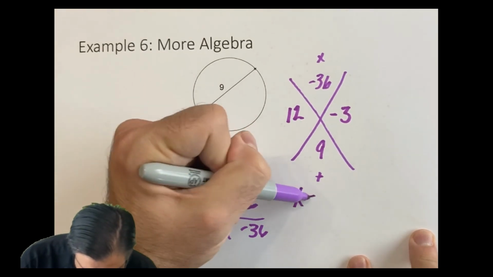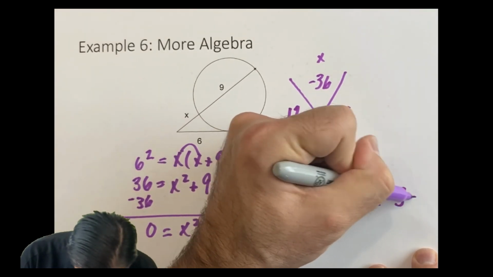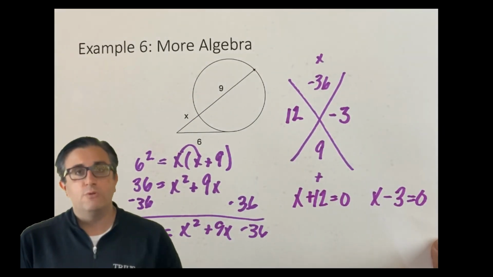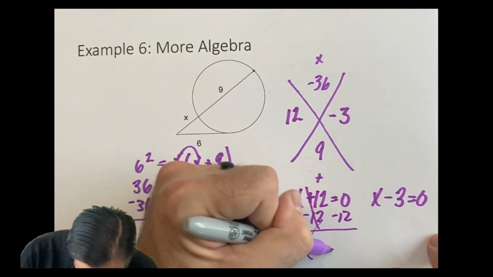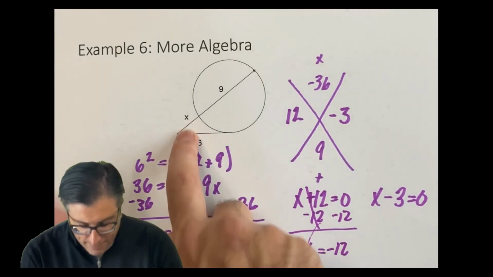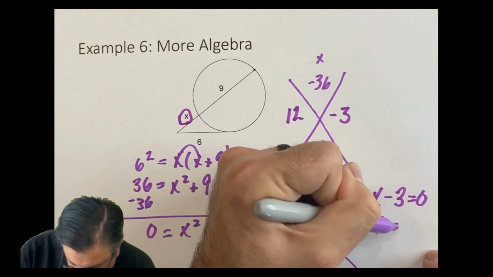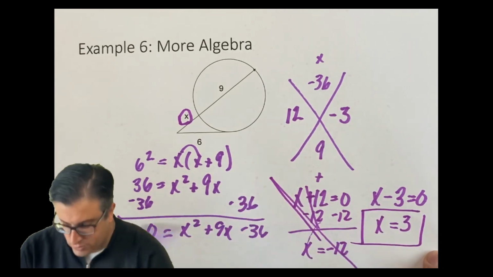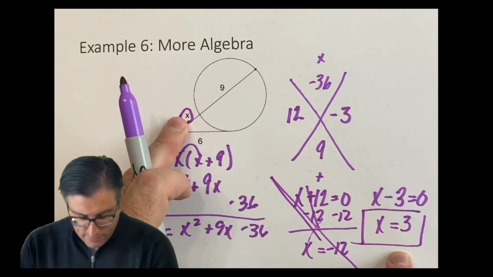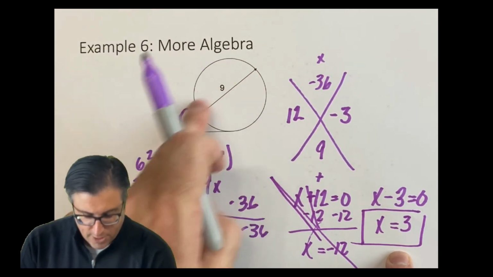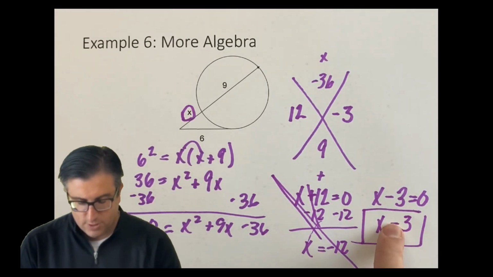So that tells me that x plus 12 equals 0 and x minus 3 equals 0. Well, the nice news is one of those answers is going to cancel away. Subtract 12, you get x equals negative 12. x equals negative 12 can't happen because there's no way this distance is negative 12, so he's out. Add 3 to both sides, I found out that x equals 3 in this problem. If you wanted to do a quick check, 6 squared is 36. 3 times 3 plus 9. 3 plus 9 is 12. 12 times 3 is 36, which is what 6 squared is. So 3 is the only answer that will work here.